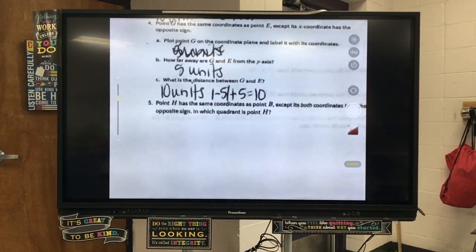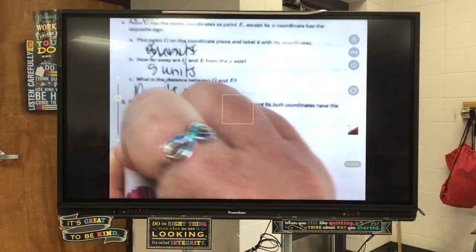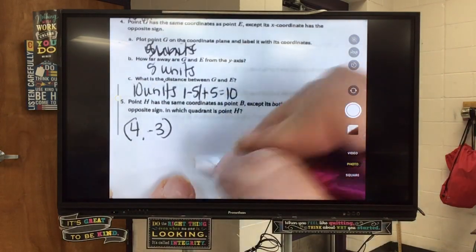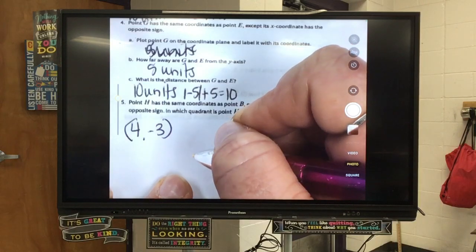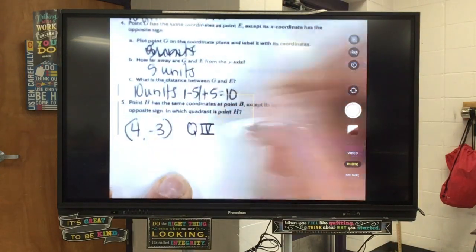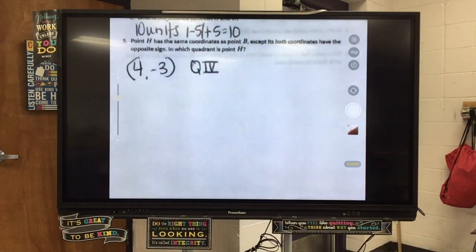All right, and number 5, it says point H has the same coordinates as point B, except both coordinates have the opposite sign. In which quadrant is point H? So point B is 4, -3. And this is in what quadrant? Quadrant 4. So we have opposite signs here for both of these.